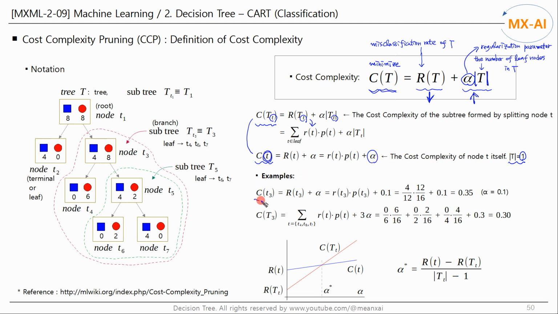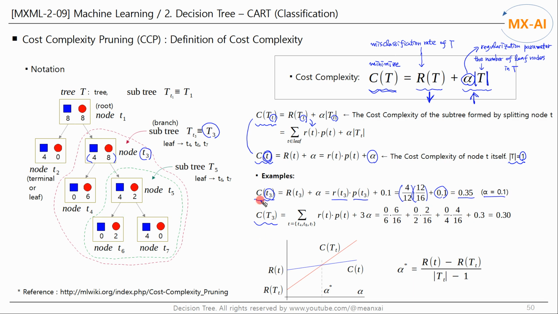Next, let's calculate the cost complexity of node T3 and subtree T3 shown on the left through a concrete example. The cost complexity of node T3 can be expressed as follows. The misclassification rate R of T3 is 4/12, and P of T3 is 12/16. With alpha equal to 0.1, C of T3 evaluates to 0.35.